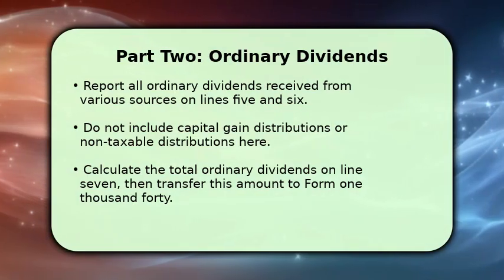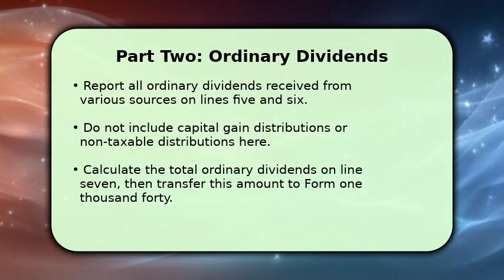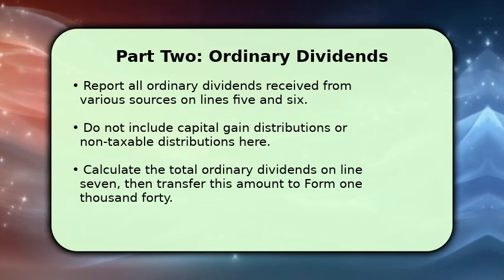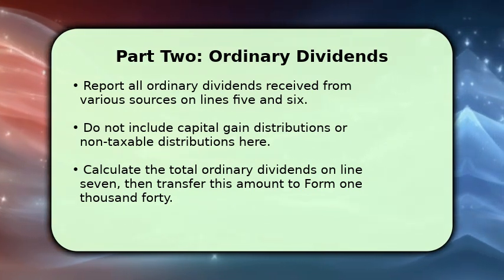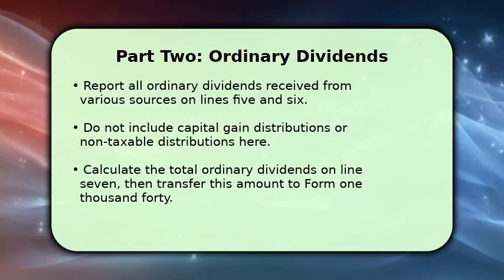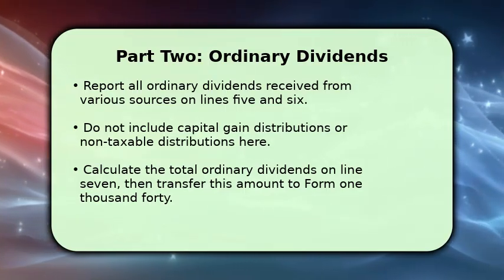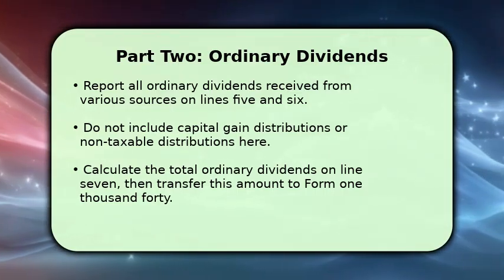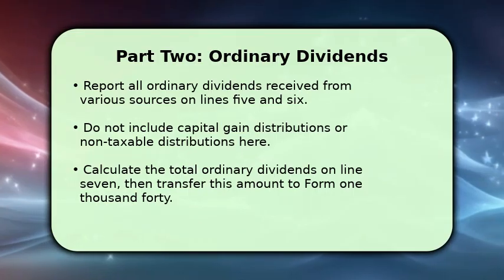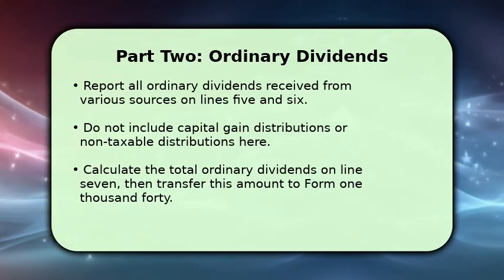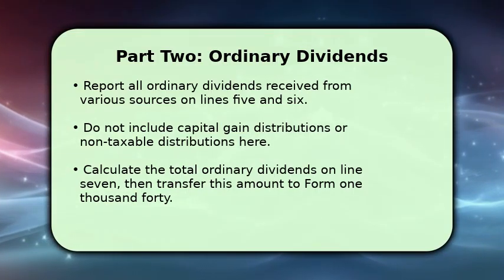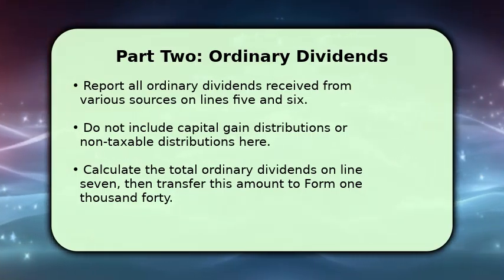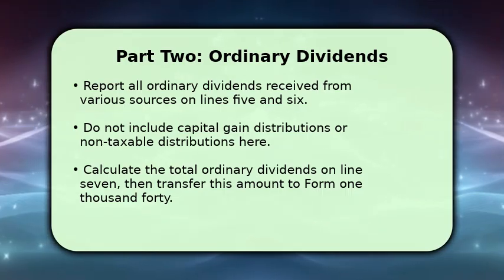Next, we'll tackle Part 2, focusing on ordinary dividends. On lines 5 and 6, you need to report all ordinary dividends you received from different sources throughout the year. It's important to distinguish these from other types of distributions. Do not include capital gain distributions or non-taxable distributions in this section. After listing all your ordinary dividends, calculate the total on line 7. This final sum from line 7 will then be carried over to your Form 1040.